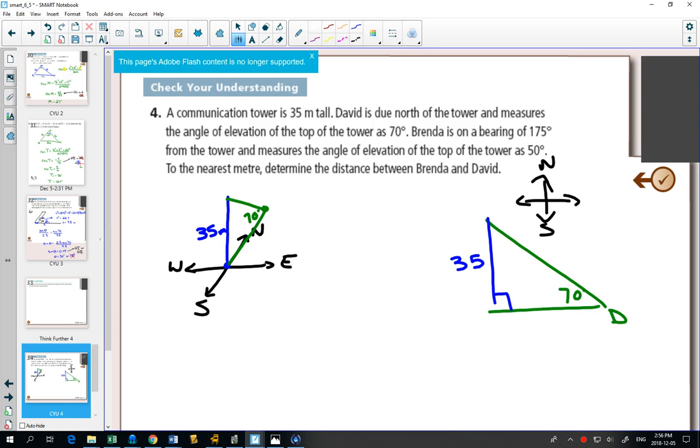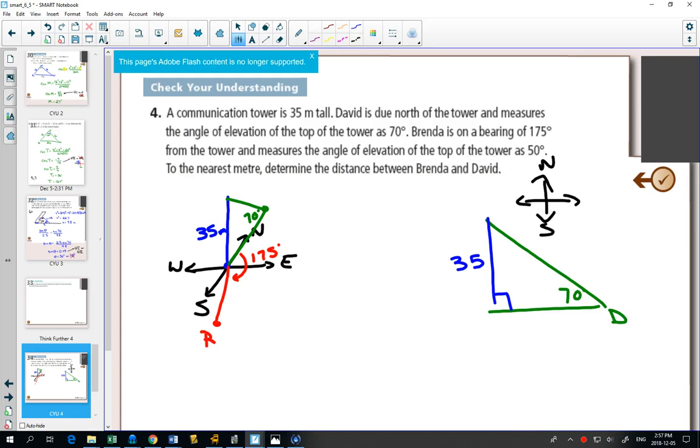Again, it's nice to color code things. Brenda is on a bearing of 175 degrees. So where's Brenda on this? Bearings start from north, travel in a clockwise direction. Can you see that south would be 180 degrees? So Brenda, and I'm going to use a different color for Brenda, would be there with this angle in here being 175 degrees.